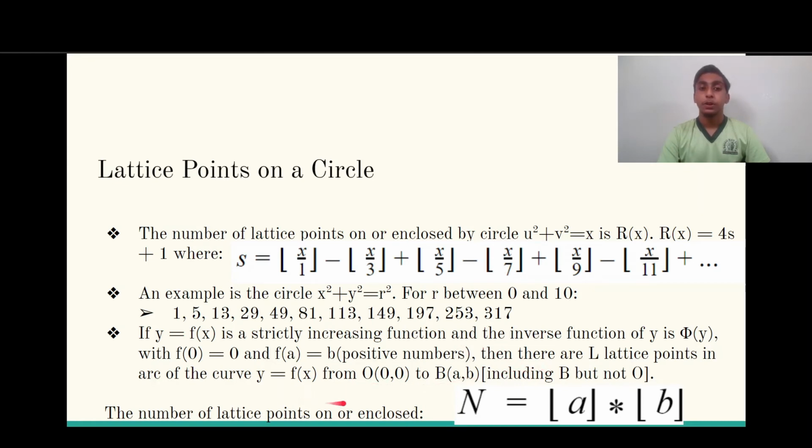So the number of lattice points on or enclosed is going to be n is equal to the floor function of a times the floor function of b. So if you know what a and b are, basically you're all set for this formula. You can find the number of lattice points on or enclosed by that arc.